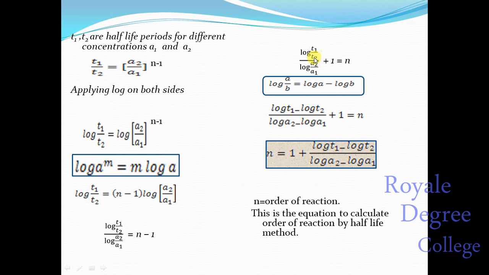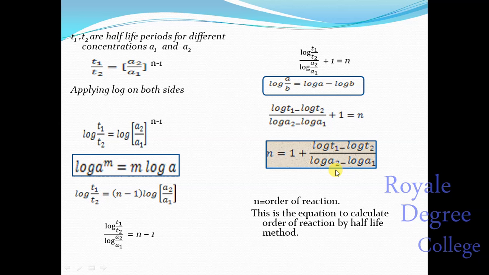T1 is a by t2 is b. Like that a2 is what a2 is a and a1 is b. So we can write the equation like this: log t1 minus log t2 divided by log a minus log a2 minus log a1 plus 1 as it is equal to n. So we can write in this way also, n equal to 1 plus log t1 minus log t2 divided by log a2 minus log a1.